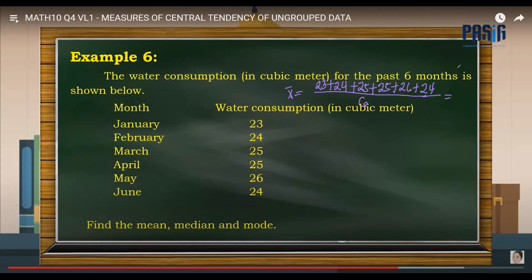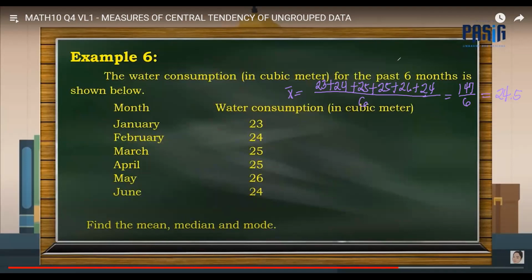Ano po yung sum? Paki-add. Ano po? Meron na ba? Paki-add to. 147. 147, correct. Divided by 6. 24.5.